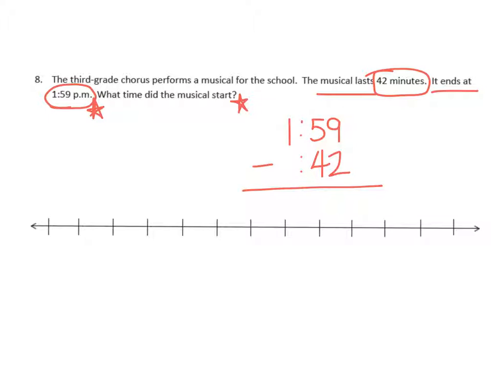So I'm going to start with the ones. 9 minus 2 is 7. 5 minus 4 is 1. And 1 minus nothing is 1. So that means that the musical started at 1:17 p.m.